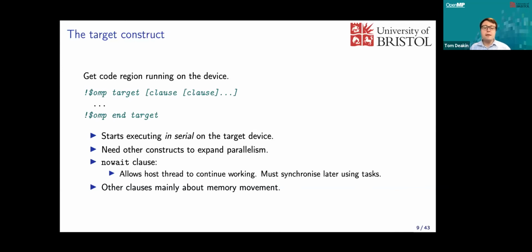All the tasking mechanisms that are built into OpenMP are then used to wait for all of those target regions to finish. Typically, you would use something like taskwait, and that would wait for all the target regions to finish executing. The other clauses that you might put on the target region are all about memory movement, which I'm going to come on to in a moment.